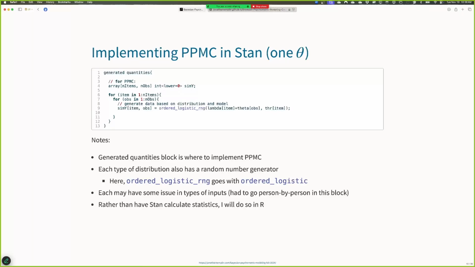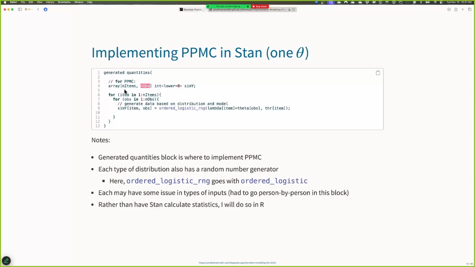So if we wanted to implement this in Stan code, here's how we do it for one theta, right? And remember, in generated quantities is where we do all of this work. Because to generate a data set with the parameters that we have, we need to take our model values, use a random number generator, and come up with a simulated data set. Here I'm creating a simulated data set called SimY. It's an array, an integer value, number of items by number of observations. So it's a 10 by 177 array.